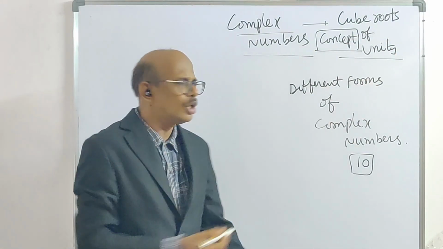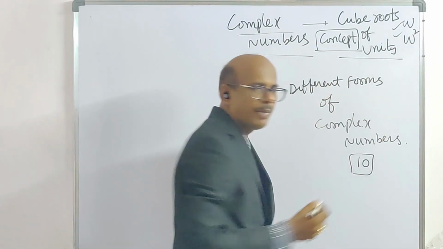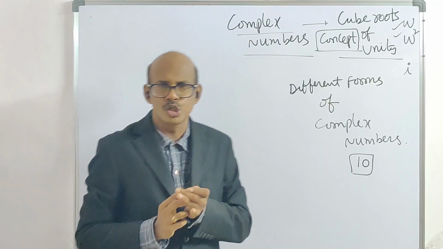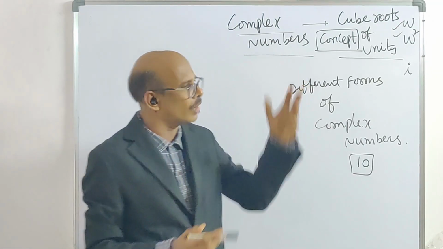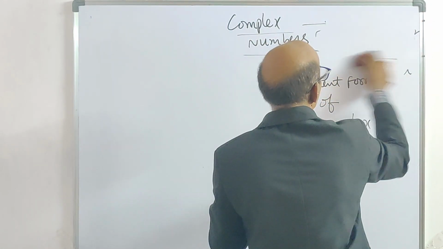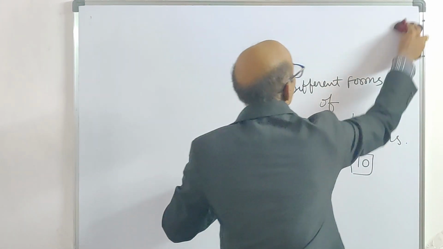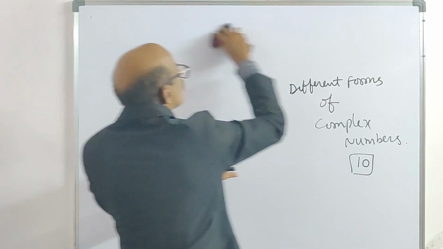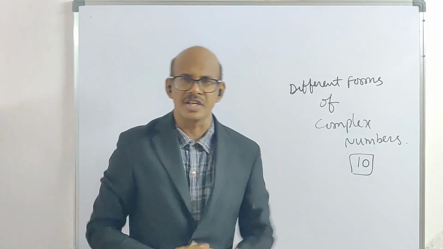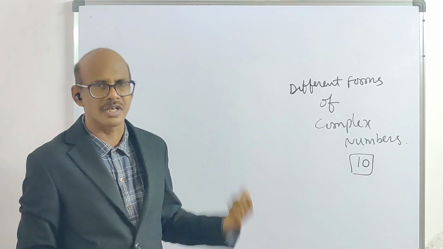Cube roots of unity. You know very well about omega and omega square, special symbols. They are connected with a special symbol i. Don't worry about what is i, don't worry about what is omega square. Our discussion today is confined to the cube roots of unity concept, a complex number in cube roots of unity representation. That is our discussion today.